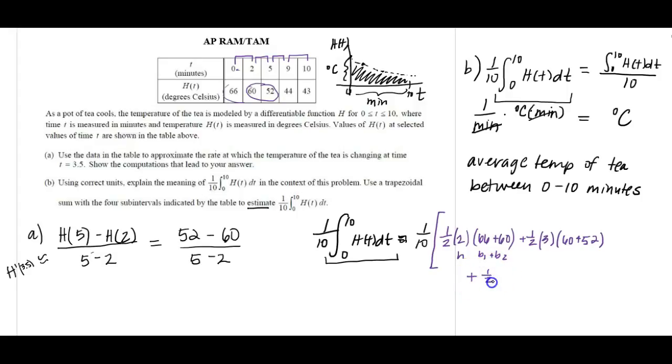My next trapezoid is 1/2. H this time is 4, so the difference between 5 and 9 is 4. And then my next 2 bases are 52 plus 44. And then my last trapezoid is 1/2. The next height here is 1. Between 9 and 10, the difference is 1. And then I have 44 plus 43 as my final 2 bases.